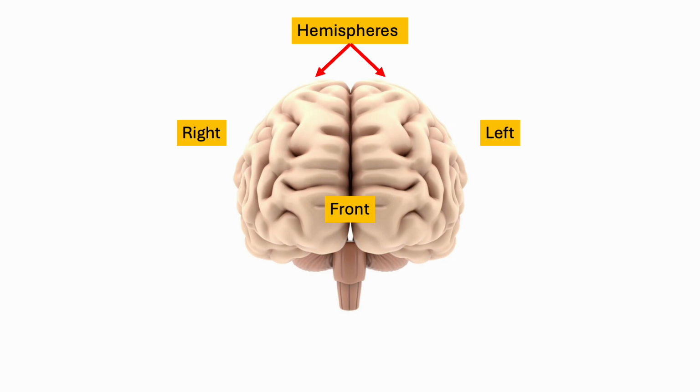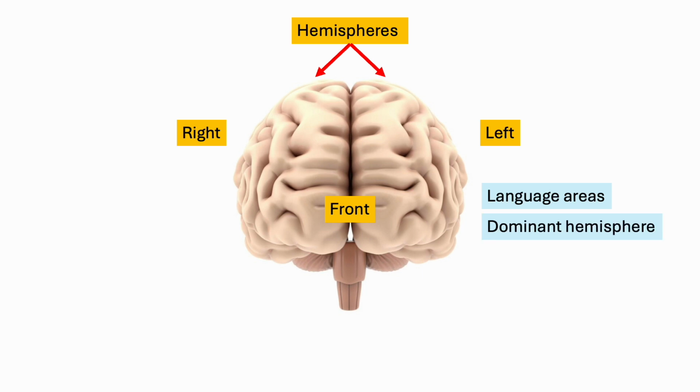In this video, we're going to look at the language areas, which in most people are found in the left hemisphere. As language is our highest ability, the left hemisphere is often referred to as our dominant hemisphere. However, it's dominant only in this regard. In other diagrams that we're going to look at, we're going to see the left hemisphere from the left side.